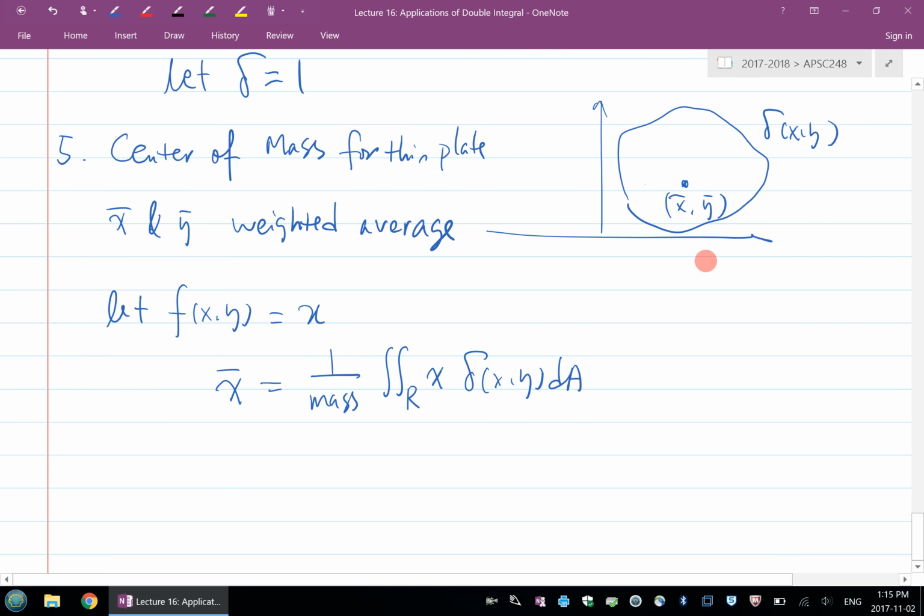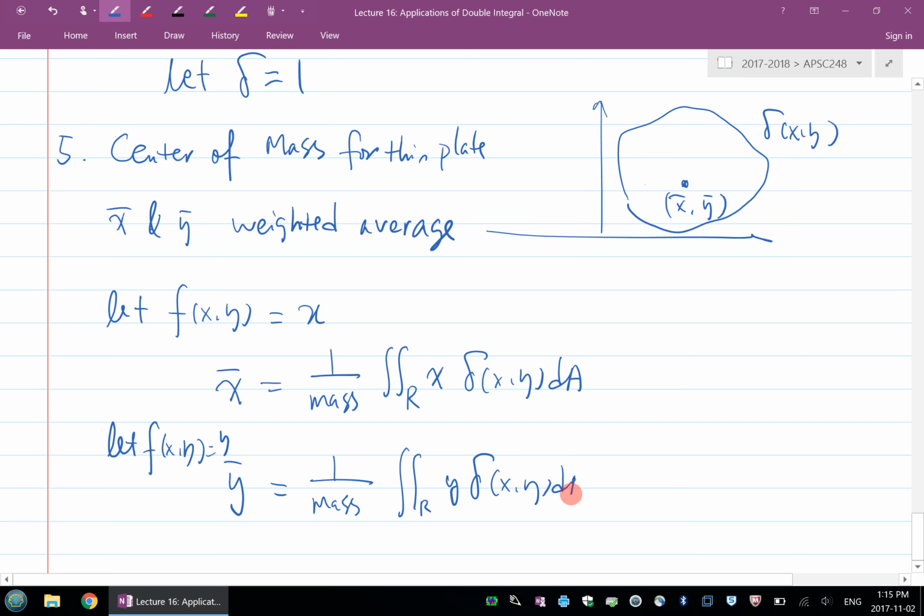Same thing if you want to calculate the weighted average for the y coordinate. All you need to do is let the function f equal to y. Then it'll be this formula. So these two formulas give you the weighted averages, which give you the centroid, or the center of mass.